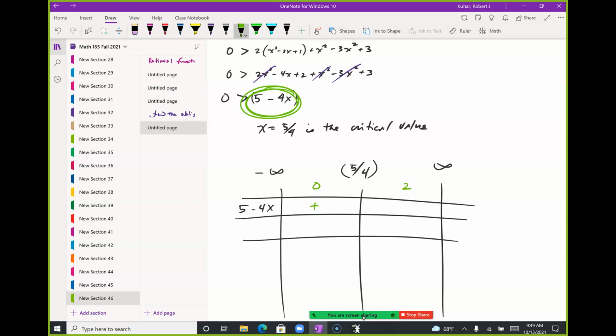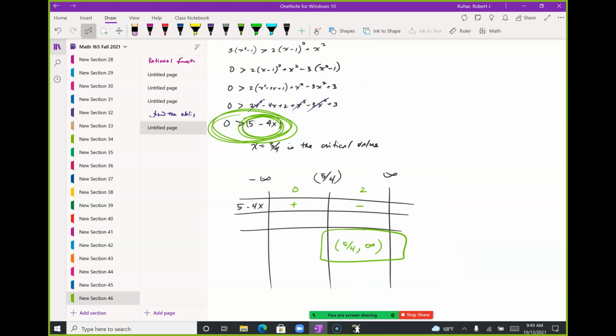When I plug in 0, I get a positive. When I plug in 2, I get a negative. And I want 0 to be greater than, right? I want 0 to be greater than, so I need the negative answer. So the answer is 5/4 to infinity. Look at the ones I did in class. That's more like the one that would be on your test. You'll have several critical values, right?